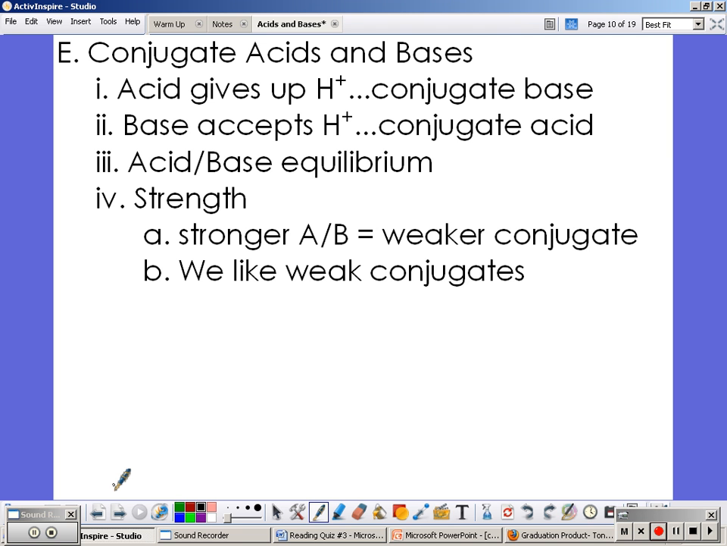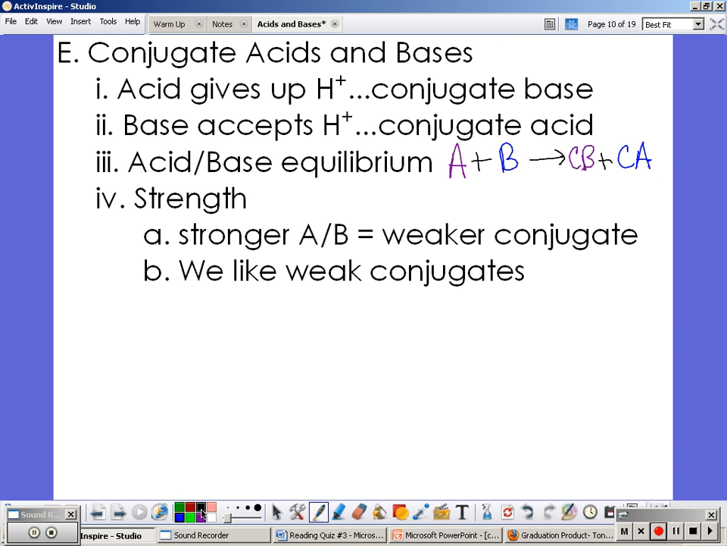Conjugate acids and bases. Acids give up hydrogens and they form conjugate bases. A base accepts a hydrogen and forms a conjugate acid. So the acid-base equilibrium happens. The acid and base are just flying the hydrogen back and forth between each other. So you would start off with an acid. The acid would lose the hydrogen and turn into a conjugate base. Our base would then accept the hydrogen and turn into a conjugate acid.